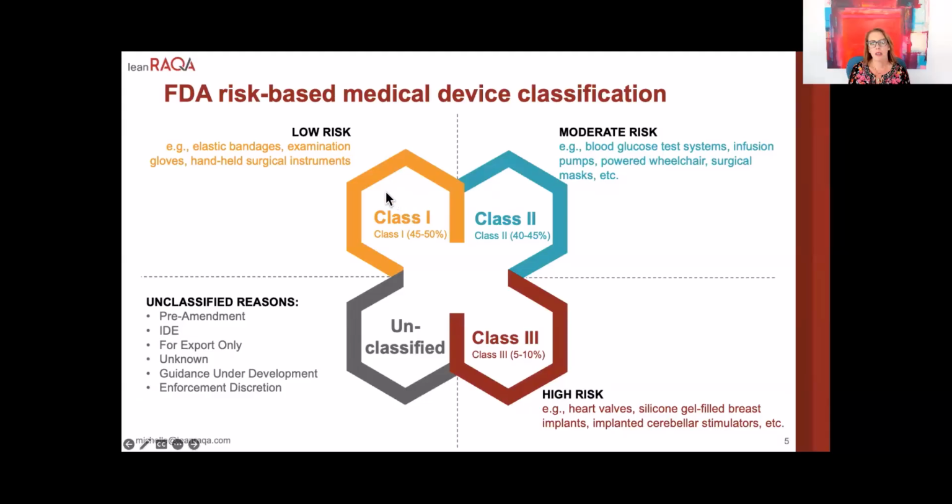Low-risk devices are things like elastic bandages, examination gloves, handheld surgical instruments. Moderate risk devices or class 2 devices can be blood glucose test systems, infusion pumps, powered wheelchairs, and surgical masks. Class 3 are the higher risk, life-supporting, life-sustaining devices like heart valves, implants, implanted stimulators, and the like.